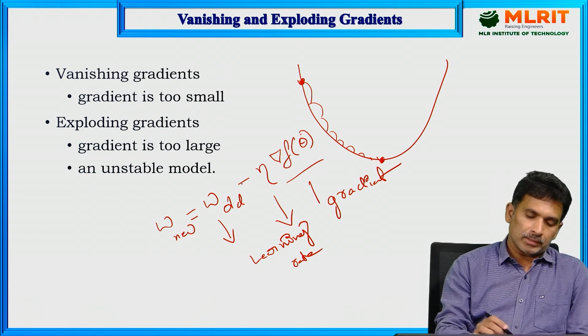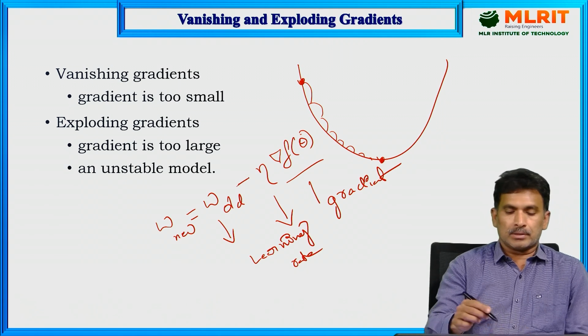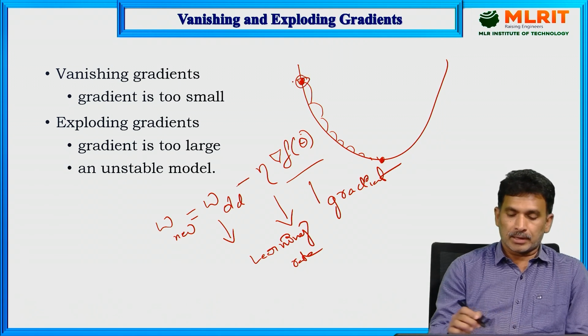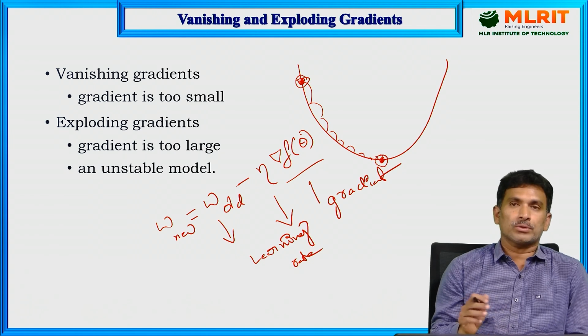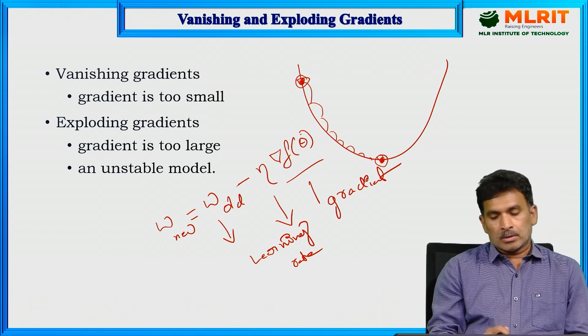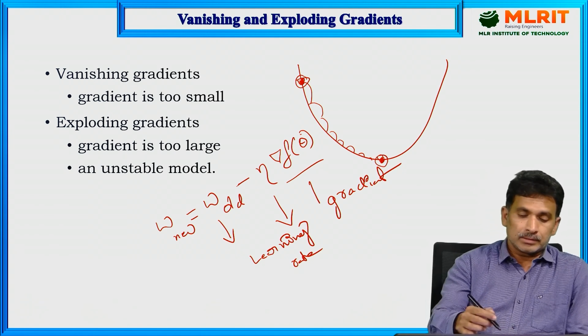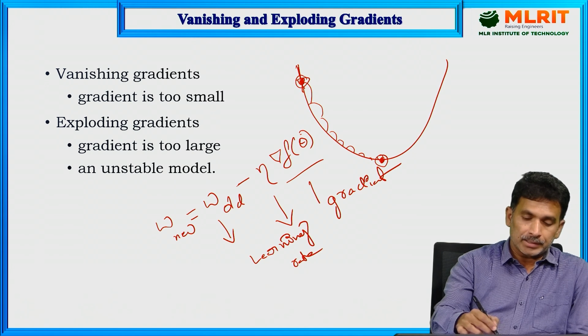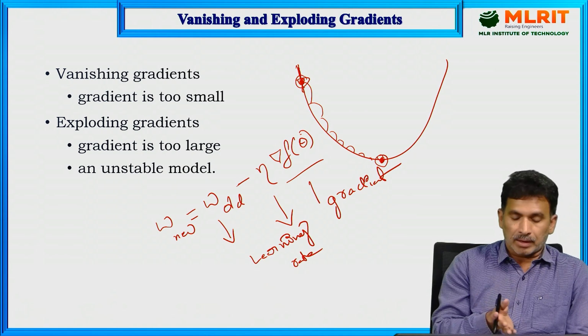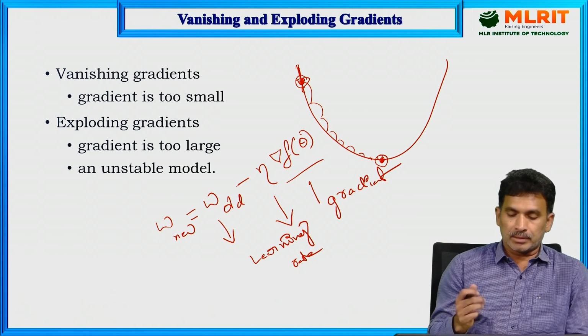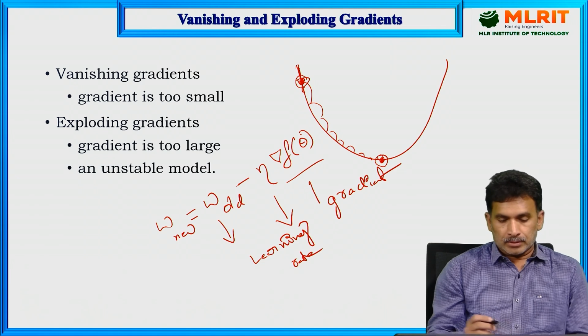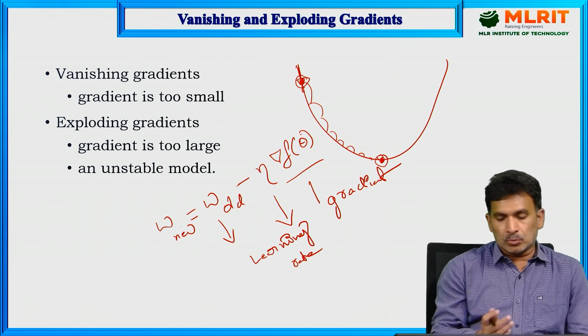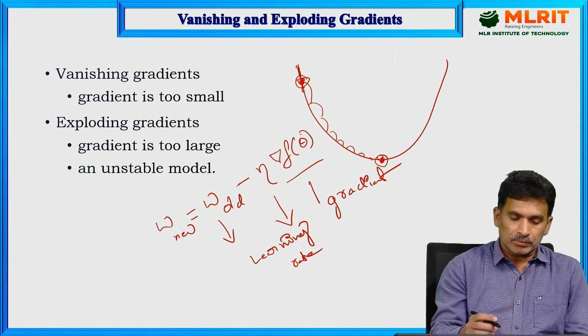Here you can observe the minus. This is the point where we started, and this is the point where the optimal solution exists. The gradient is nothing but a slope, which tells us in which direction we have to move in order to reach the optimal solution. We have to move in the reverse direction, that's why we subtract this gradient.